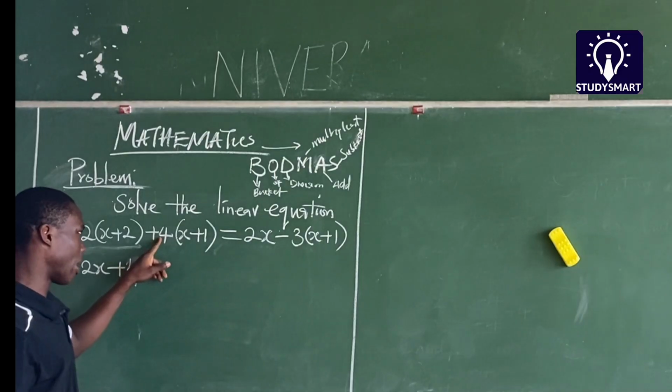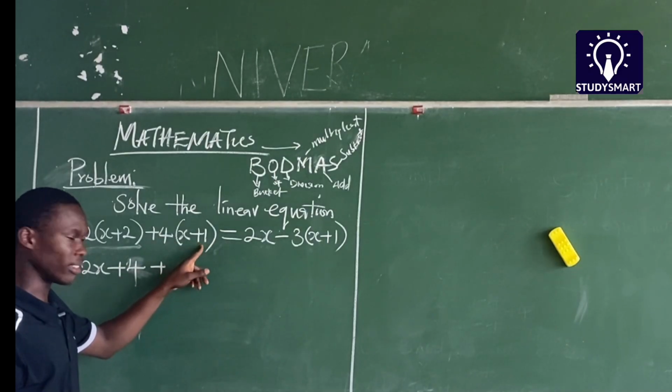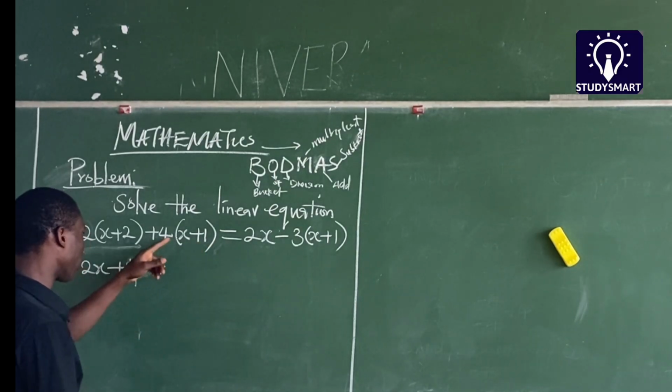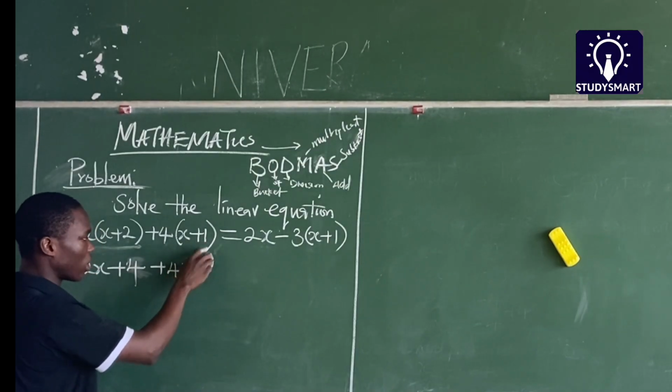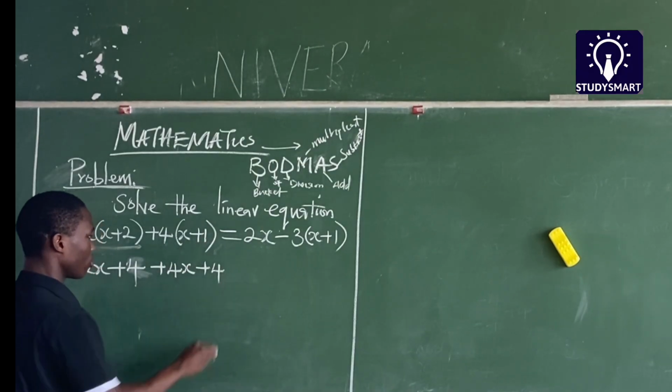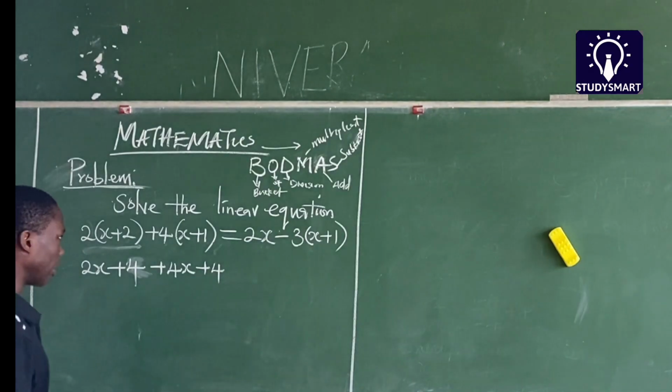This is 4 outside. I'll use it to multiply through this bracket. So 4 times x gives me 4x, and 4 times 1 gives me 4. So I'm done with the left-hand side.